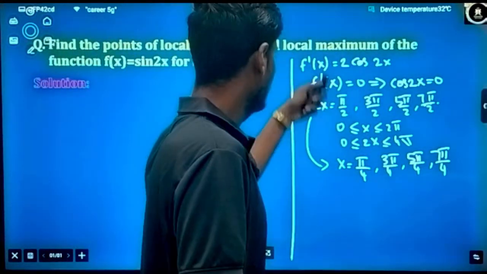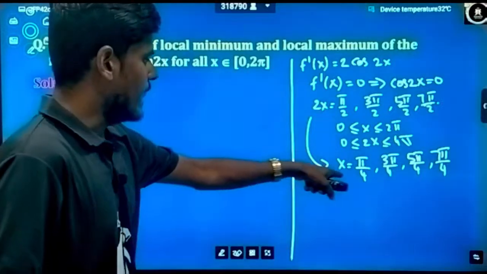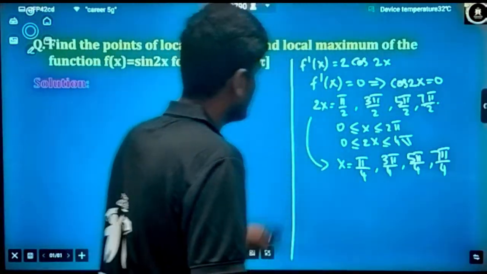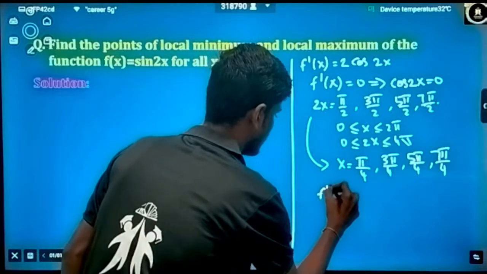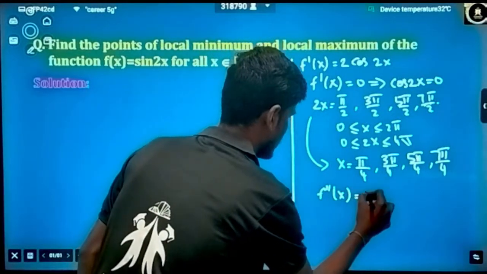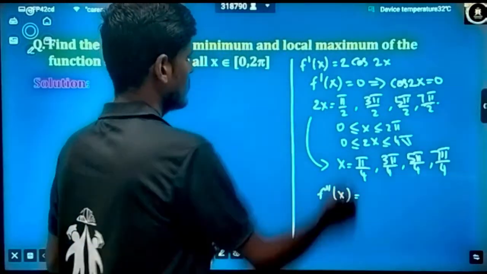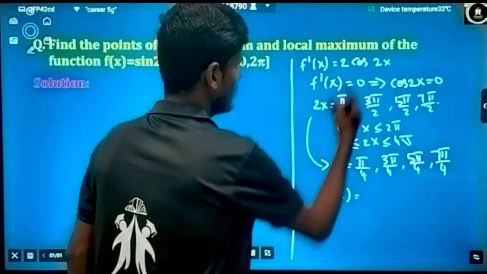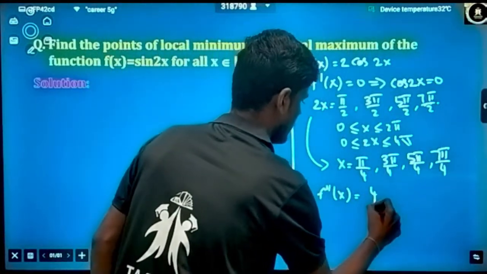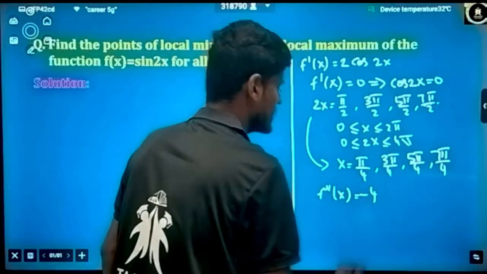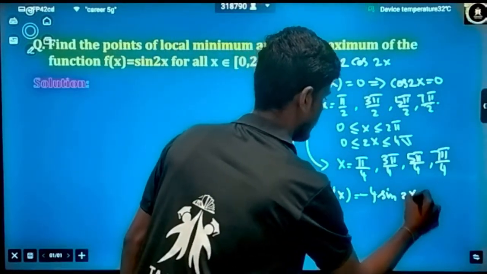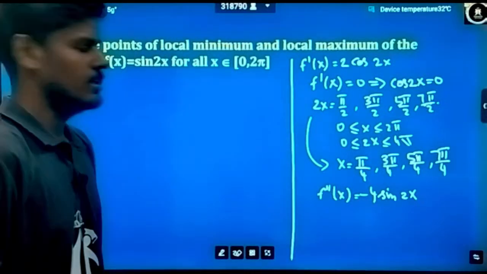Next, what we need to do? Substitute at those points to see what f double dash will be. So first we need to find f double dash of x. F double dash of x will be equal to, what is f dash? 2 cos 2x. Differentiate this, so we get 2 into 2, which is 4. Cos differentiation is minus of sine, so minus 4 sine 2x. This is f double dash.